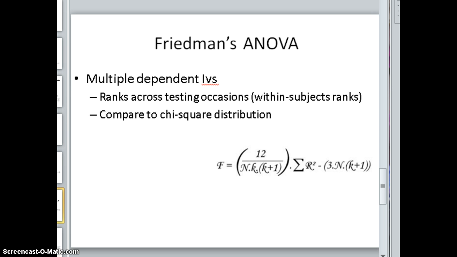Okay, and then we look at this pattern of within subject ranks for each person. And then we compare that to a chi-square distribution using the formula there. Again, I won't be asking you about the formula. You can find more about Friedman's ANOVA in the Field text.